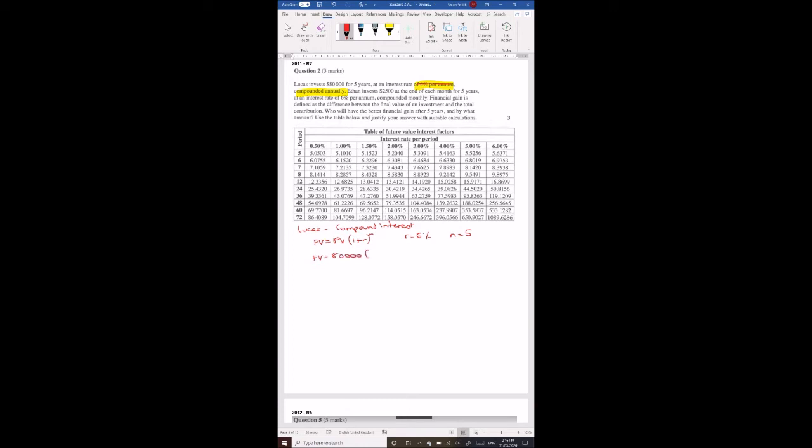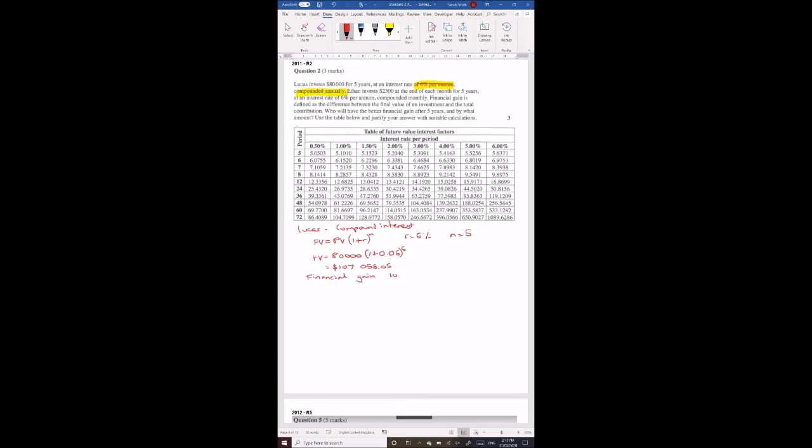80,000 times (1 plus 0.06) to the power of 5. In our calculator, that will come out as 107,058.05. So his financial gain, because what we're trying to find out is who actually is gaining the most money here.